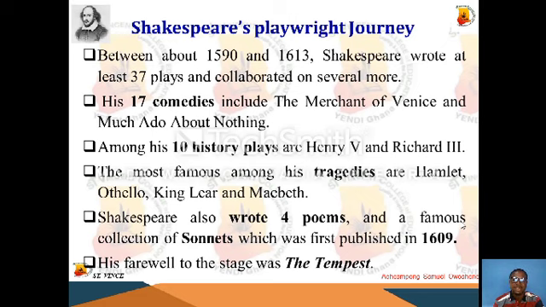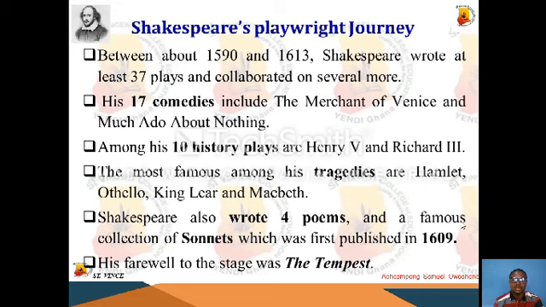Now, Shakespeare's playwright journey. You know that he is a writer, and so we are told within the literature that between 1590 and 1613, Shakespeare wrote at least 37 plays and collaborated on several more. Collaboration, I hope you will understand. In modern times, you hear musicians, featuring so and so. So collaboration means that they were writing plays for money in those days. So Shakespeare helps people write their plays, and then they share the profit, whatever comes out of it.